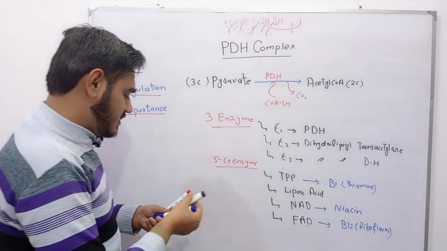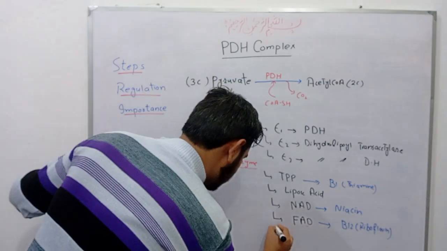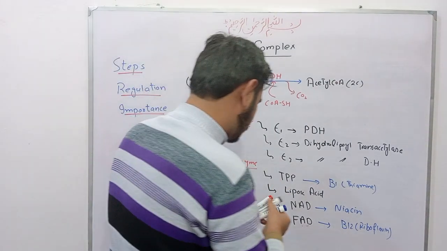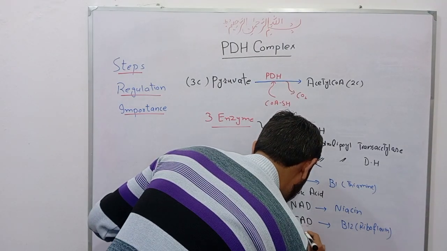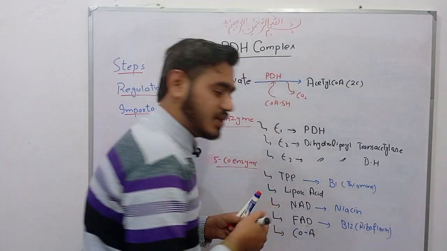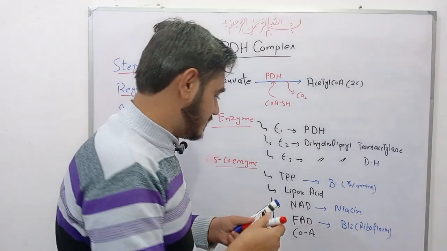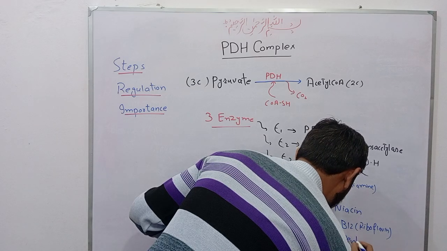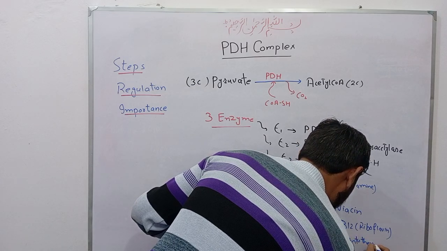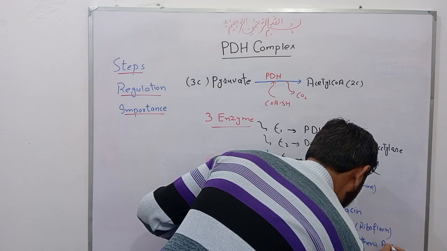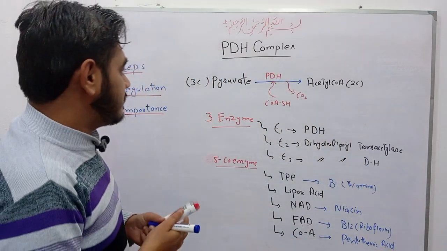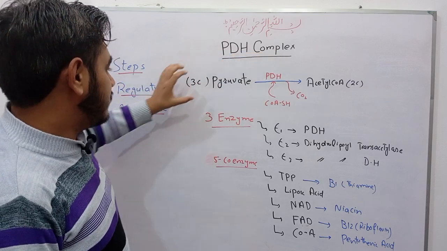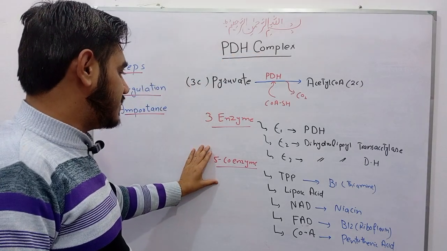Okay, and the last one is coenzyme A, and it is derived from pantothenic acid. So students, this pyruvate dehydrogenase complex consists of three enzymes and five coenzymes.